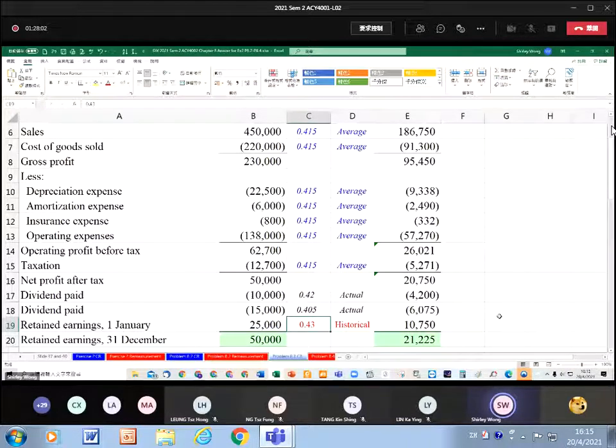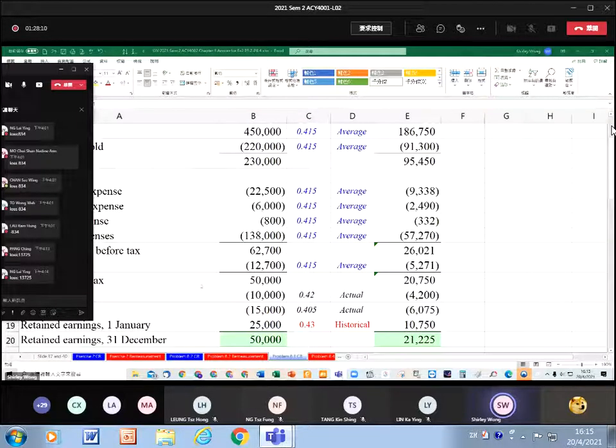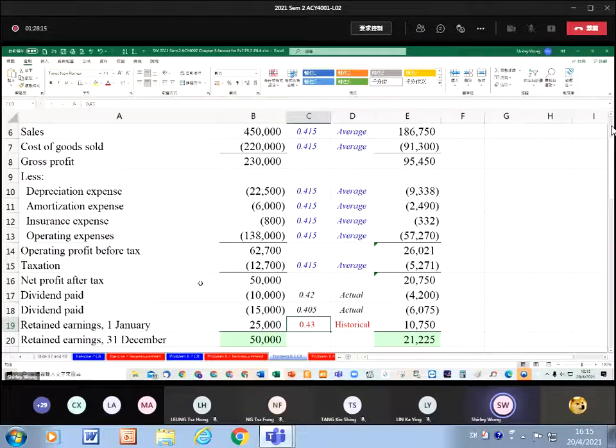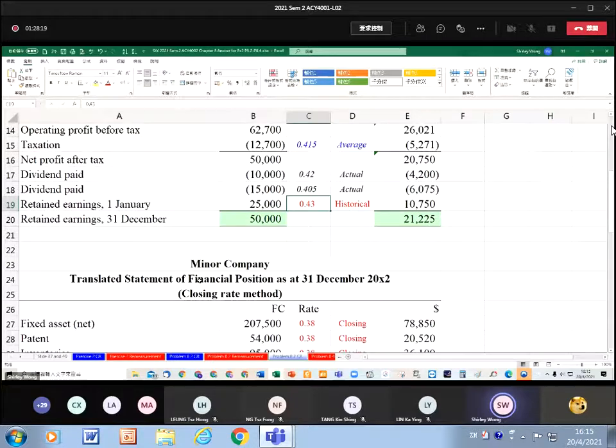Okay, can you finish it? Can you please check it and then see if you have any questions want to ask? Okay, if no questions, let's look at the balance sheet, the statement of financial position.